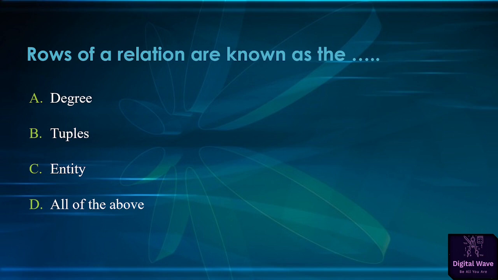Next question is, rows of a relation are known as the degree, tuples, entity, and all of the above. So right answer will be tuples. So in SQL, the relation is represented by a table, and a table is a collection of rows and columns. Therefore, the collection of rows and columns is called the table, whereas a table is known as the relation in the SQL. So in a relation, rows are called the tuples. So the correct answer will be tuples.